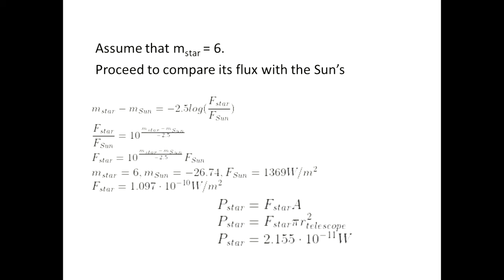Now we have to find the power of the star that reaches the objective lens of the telescope, which is just the star's flux multiplied by the area of the telescope. In this case it's a circular telescope, so pi r squared, and we will get that the power of the star taken by the telescope is 2.155 times 10 to the negative 11 watts. That's at the objective of the telescope.